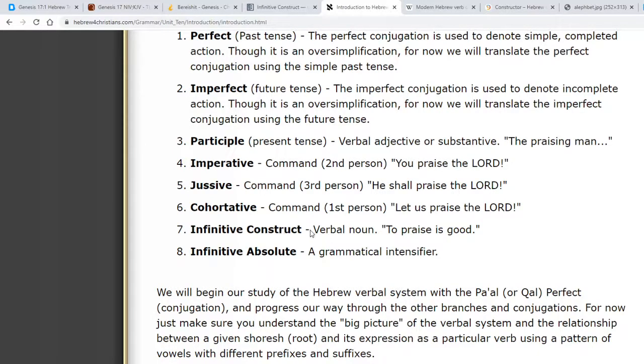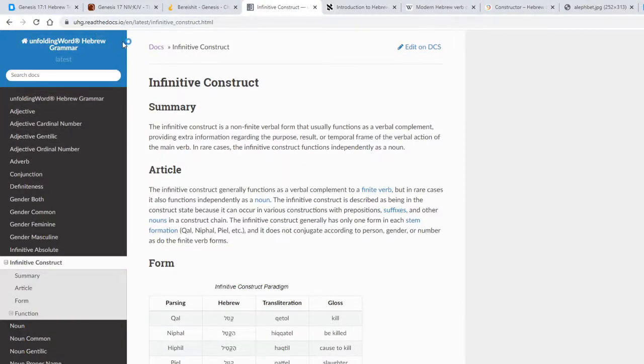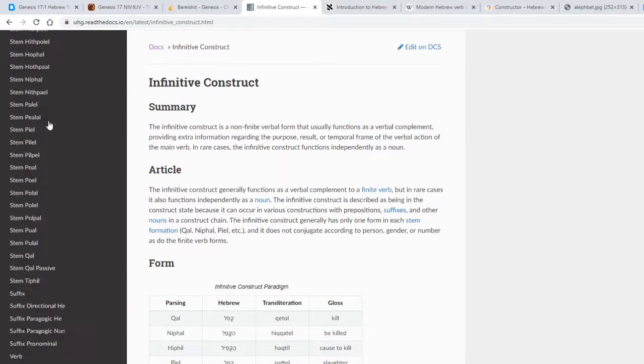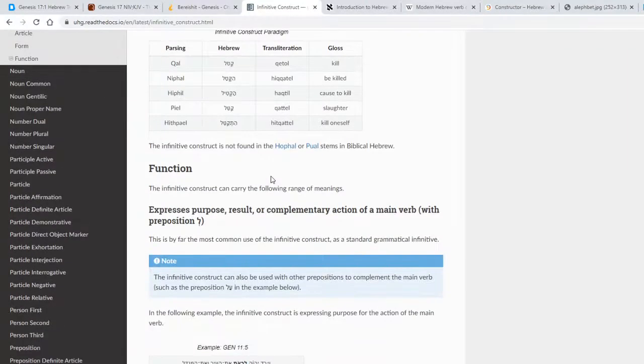And then the infinitive construct is the to be form. I always learned that the infinitive construct, which I guess is more modern Hebrew, starts with a lamed, but I don't think biblical Hebrew linguists go along with that. You'll see that. This website is unfolding Hebrew grammar, and it has all these various morphological terms, a few of which I'm not a huge fan of, and it explains them very well.